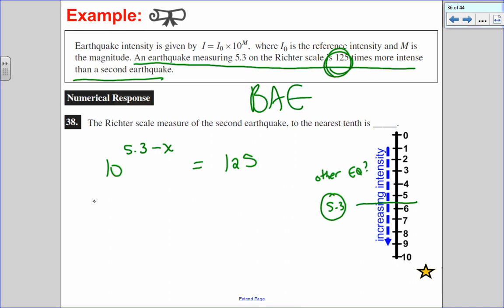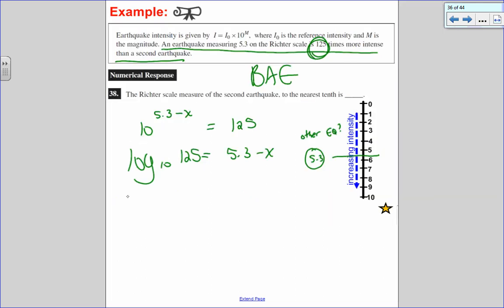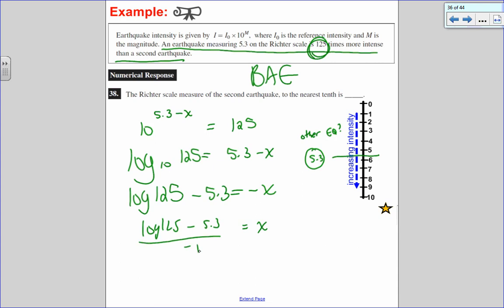So to switch to log form, because we love logs. So it's going to be base answer equals exponent. Oops, minus. Okay, so to solve for x, I'm going to subtract 5.3 from both sides. So log base 10 is just a common log. And then I'll divide both sides by -1. So x is going to be log of 125 minus 5.3, all divided by -1.